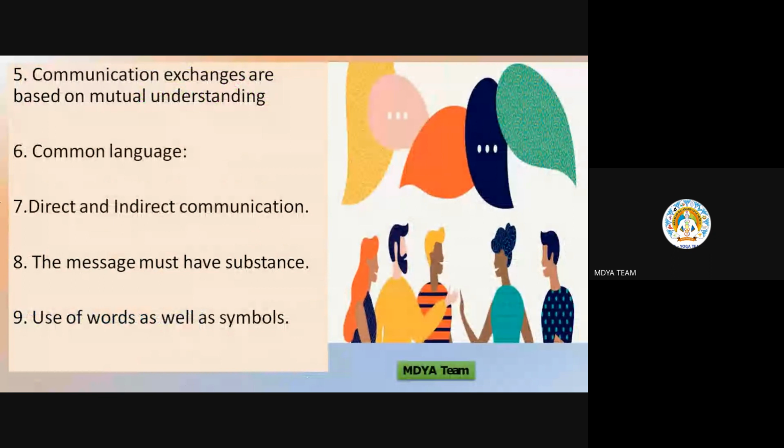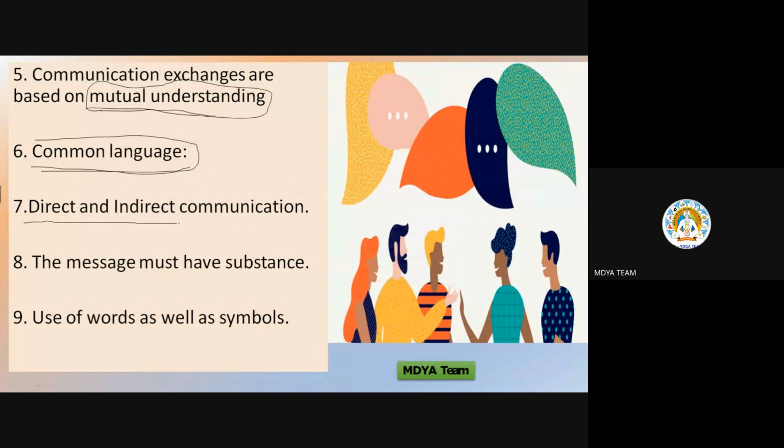Next is communication exchanges are based on mutual understanding. Both the sender and receiver involved in the communication share mutual understanding. The receiver knows the meaning behind the message that the sender is sending. Both of them understand each other. Common language: for communication, there should be a common language so that they can understand each other.